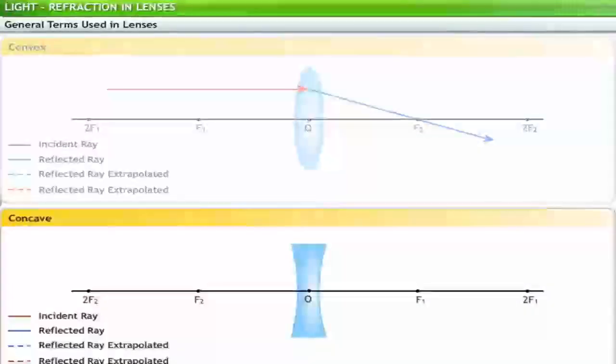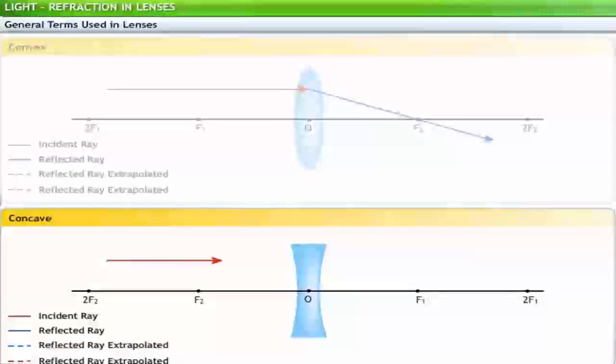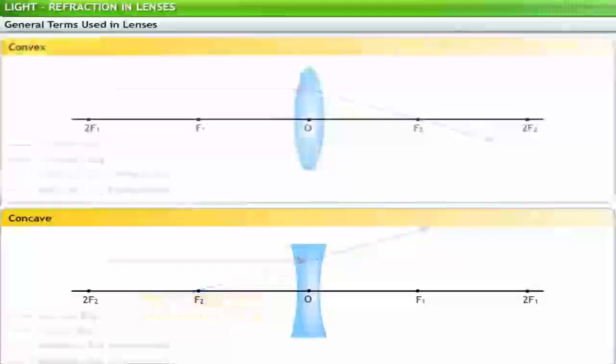In a concave lens, if an incident ray is directed towards a focus and its emergent ray passes parallel to the principal axis, then that focus is called the first principal focus. If an incident ray passes parallel to the principal axis and its emergent ray appears to diverge from a focus, then that focus is called the second principal focus.